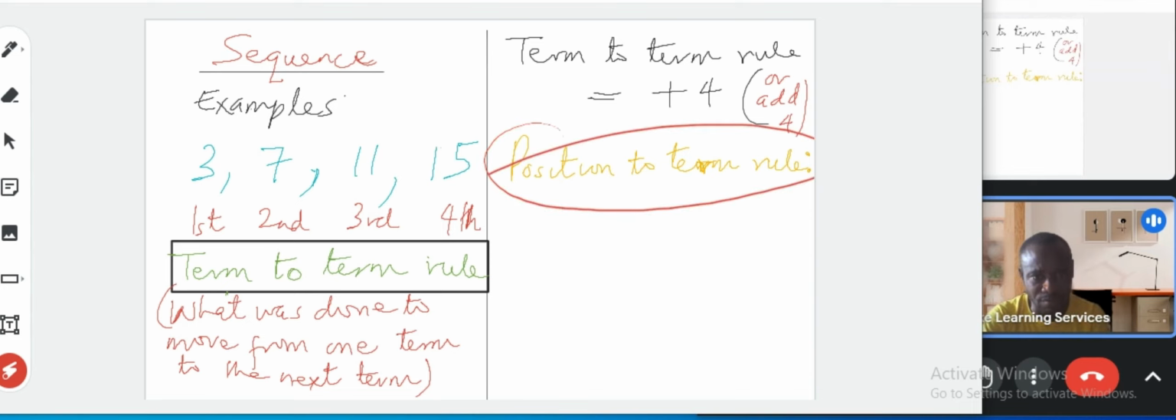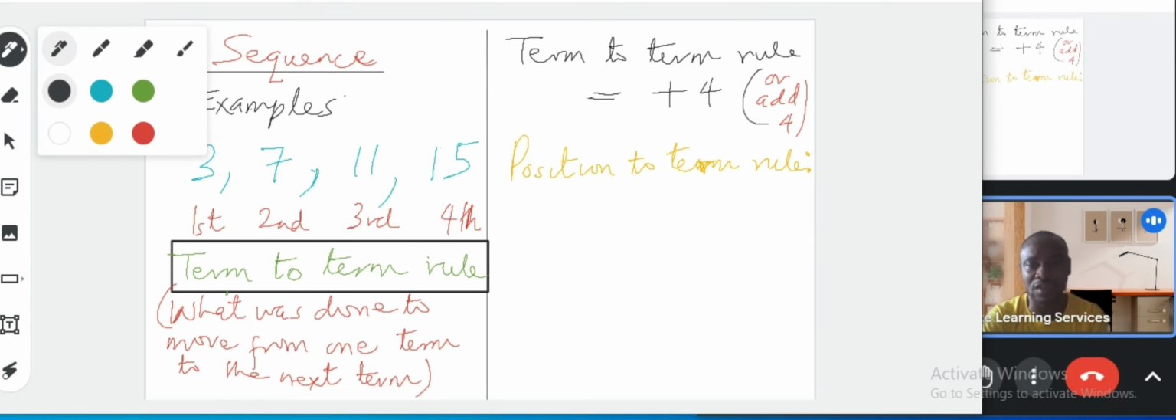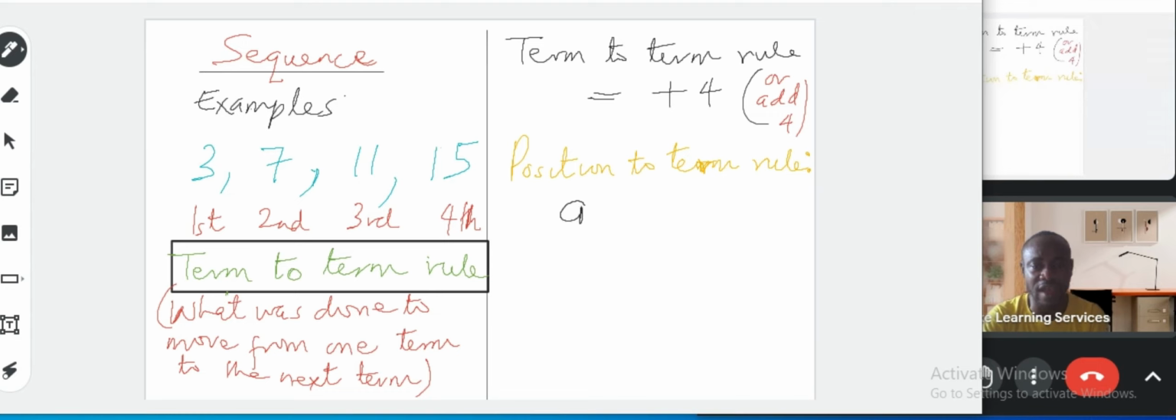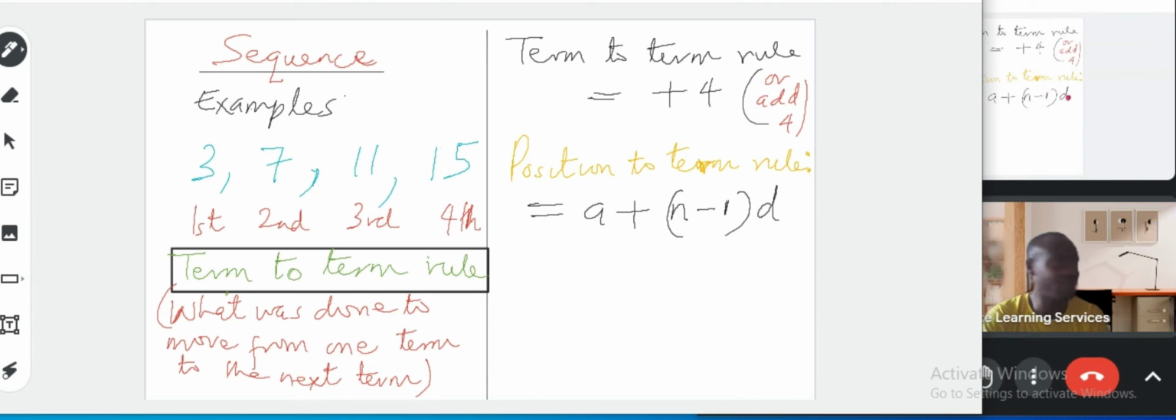The position to term rule is about the rule that connects the position and the term. Like the first is 3, the second is 7, the third is 11, the fourth is 15. Now this is how to get that. This is the formula. There are many ways to do that, but I can show you this simple formula. Position to term rule is A plus (n minus 1) multiplied by D, where D is what you just got earlier, the common difference or term to term rule.